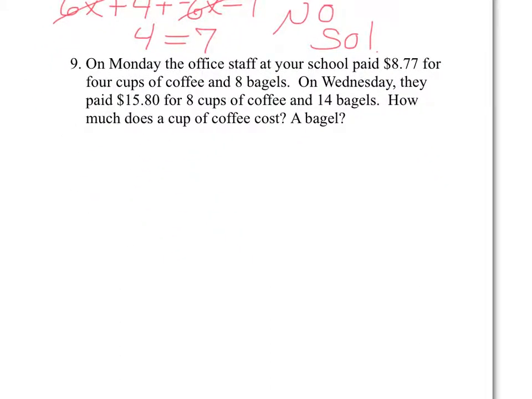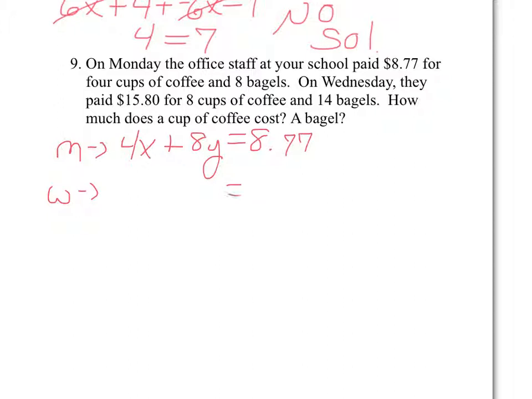Problem 9 is our word problem. You have to get the two equations set up. In this case, we're looking at what happens on Monday, and we're looking at what happens on Wednesday. On Monday, we bought 4 cups of coffee. We'll make X represent coffee, and we bought 8 bagels, and we'll let Y represent bagels. And our total, or our dollar amount, was $8.77.